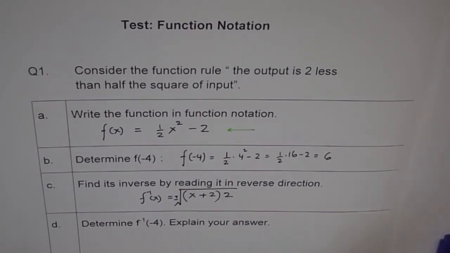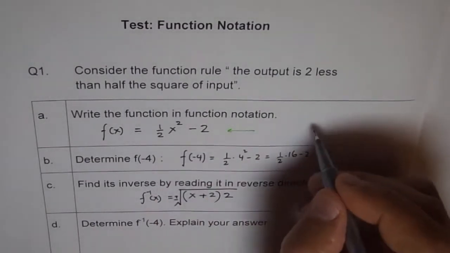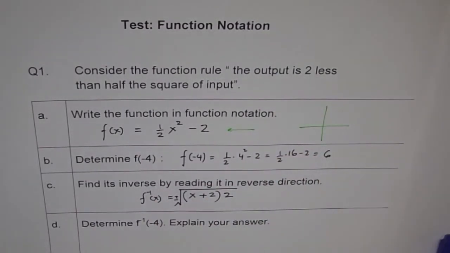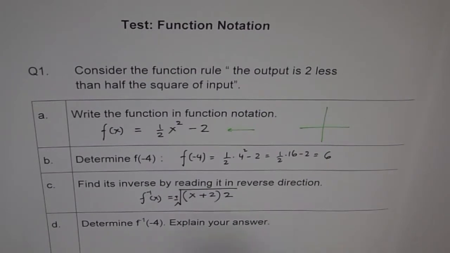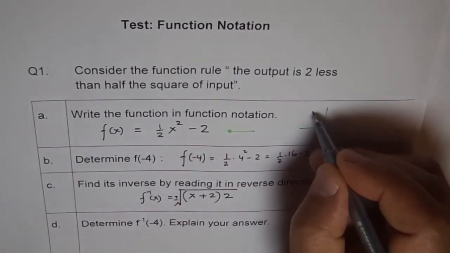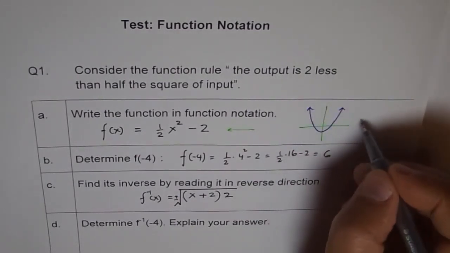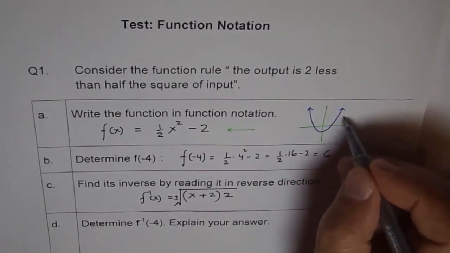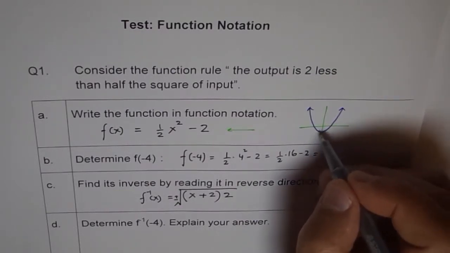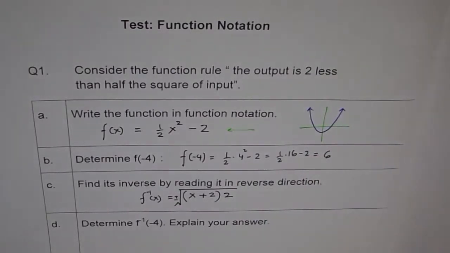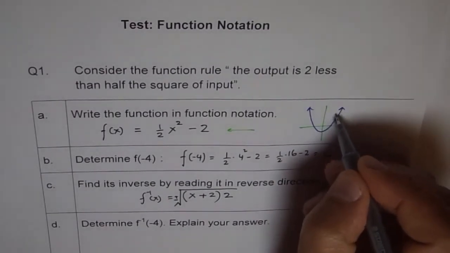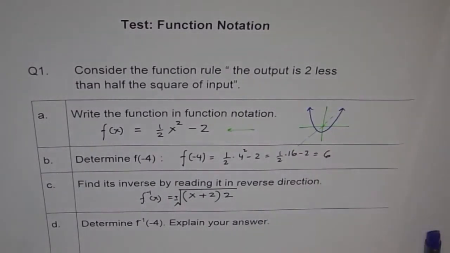It makes sense, right? Because this is a quadratic function, and this function will be minus 2, so it shifts 2 units down. It is kind of like this, so the inverse will be a function like this. So we have to consider both the branches. Do you understand? So now, let me just draw a line here to give you some idea.